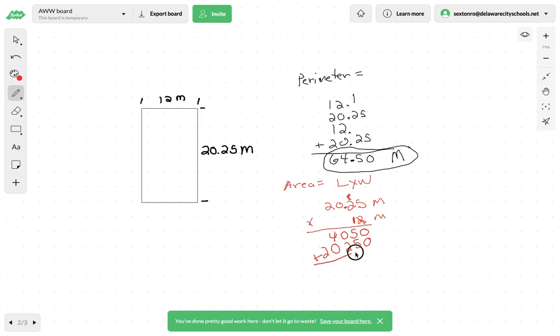If I add up my two partial products, I get 0 plus 0 is 0. 5 plus 5 is 10. Carry the 1. 2, 3, 4, and 2.